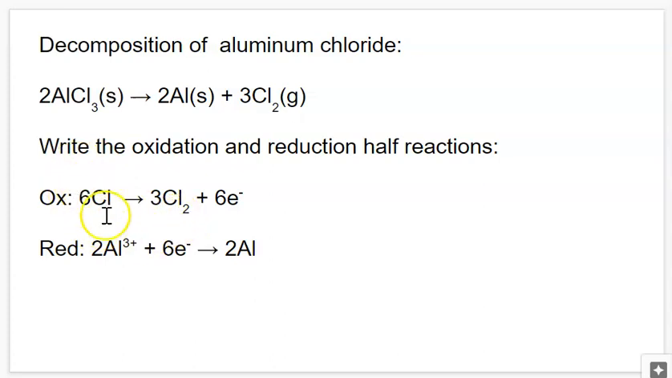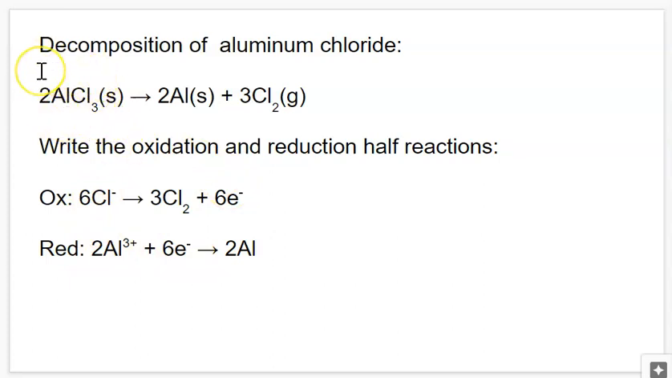And this is happening 6 times. So we start with 2 times 3 chlorines in the compound, and we end up with 3 Cl2s. So there's 6 individual chlorine atoms here. Each of them is giving up 1 electron, which means a total of 6 electrons are being lost, and chlorine is being oxidized. The aluminum, on the other hand, is starting as a 3 plus charge, since we have 3 minus from the 3 chlorides.